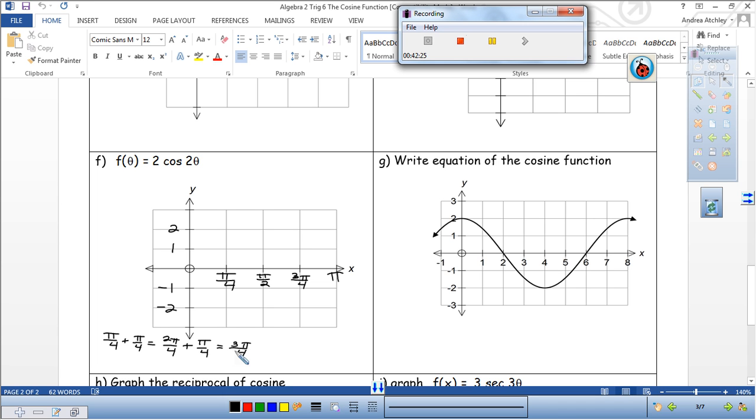Yes, sir? What is radical 2 over 2? I don't know. Like, cosine? I'm going to show you right now.